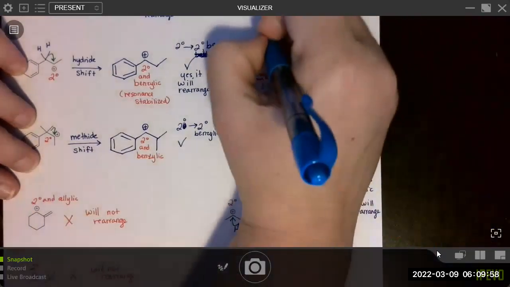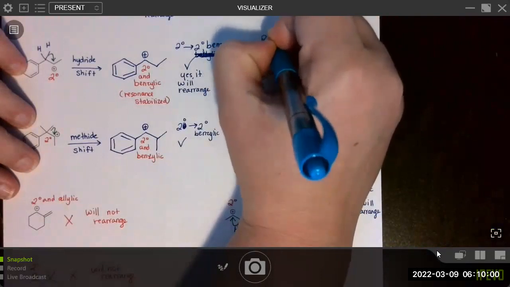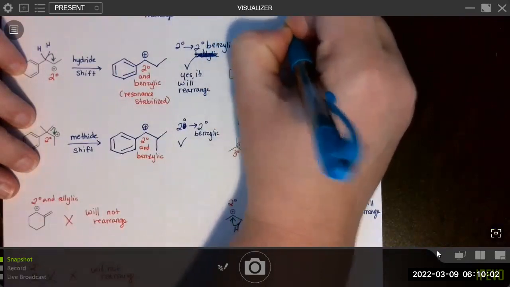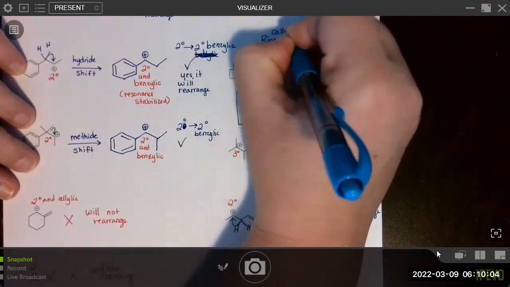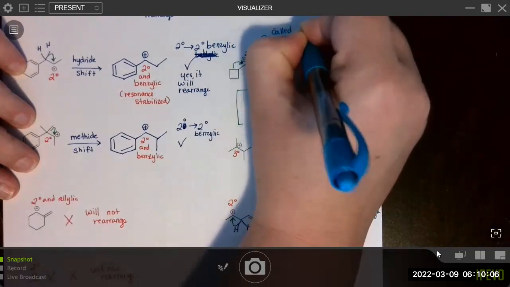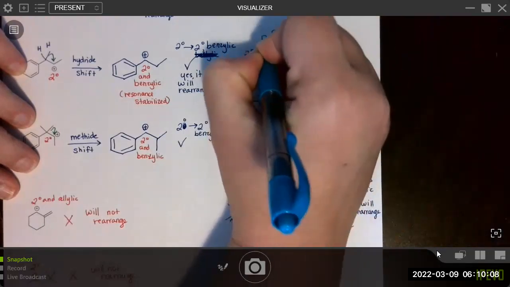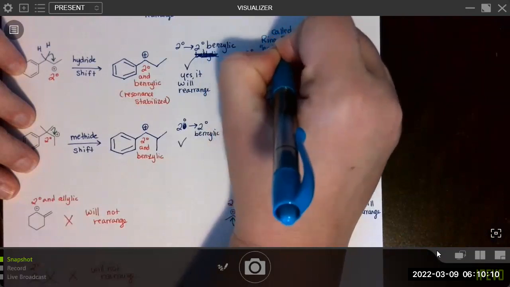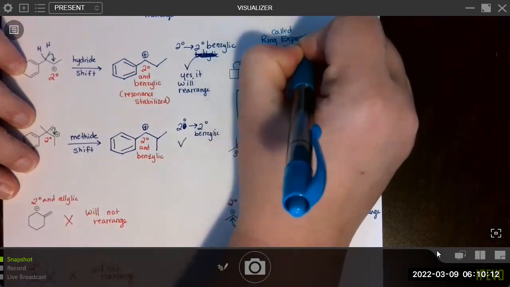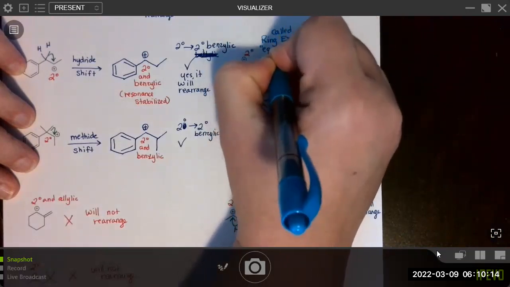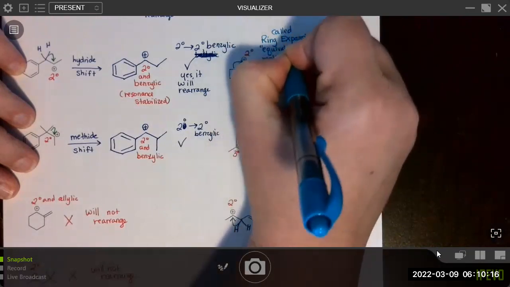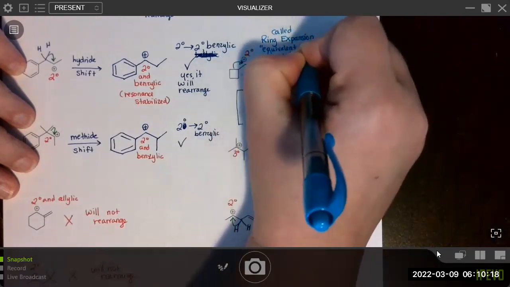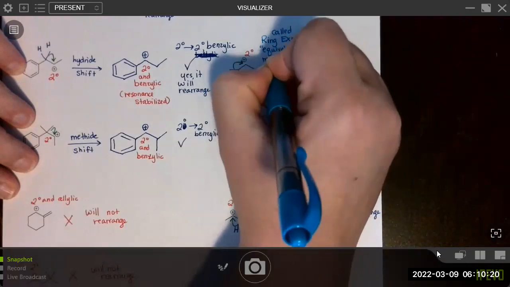So this is actually called a ring expansion. And it's sort of the equivalent to a methide. Maybe you might actually call it a carbide in this case. Shift.